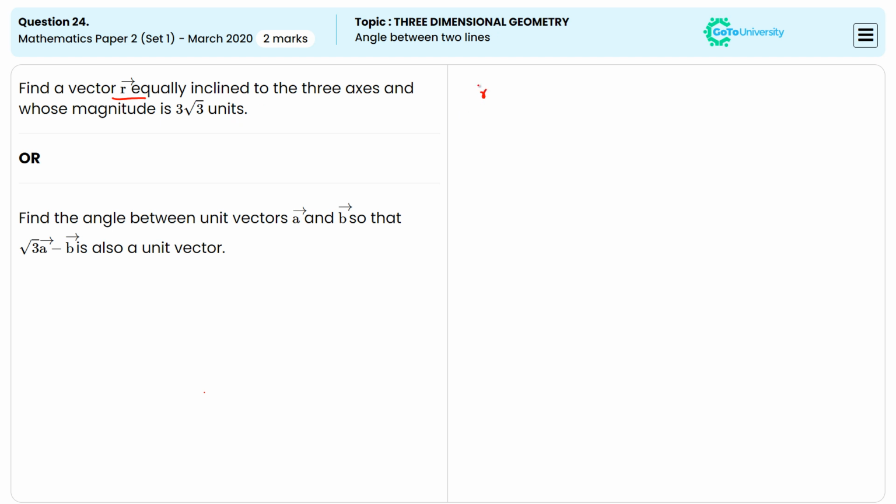Now if r is a vector which is equally inclined to all the three axes, then I can take this out as ai plus aj plus ak, where a is the distance from all the three axes. Now if I'm going to take out the magnitude of this, I'll get root of a square plus a square plus a square, and they have also given the magnitude which is going to be 3 root 3. I can take this out as 3 root 3.